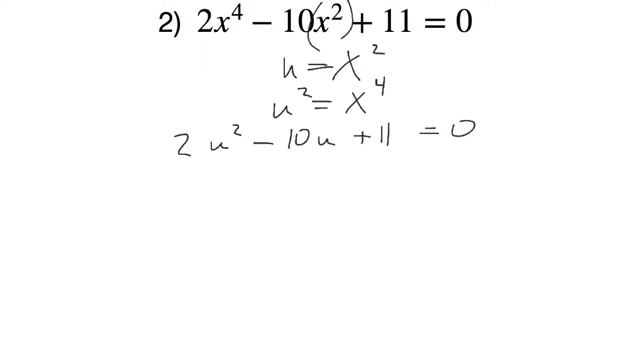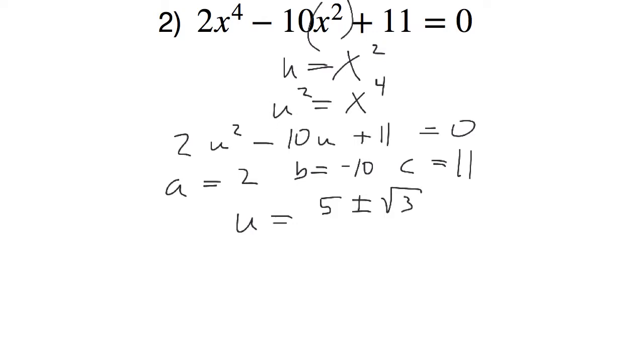You can use a variety of methods to solve this, but the fastest is probably going to be the quadratic formula. a equals 2, b equals negative 10, c equals 11. So therefore, after you do all the simplifying for the quadratic formula, you should get something like 5 plus or minus the square root of 3 all over 2. Now let's back substitute, because really we're solving this equation for x. x squared is equal to 5 plus or minus the square root of 3 all over 2. And then to cancel out the square, we have to take the square root of both sides.